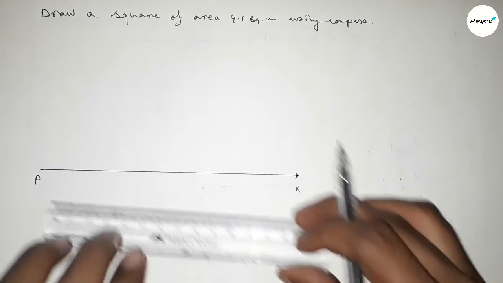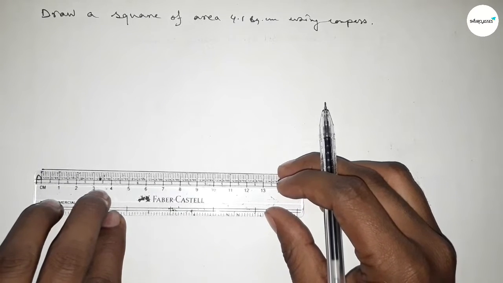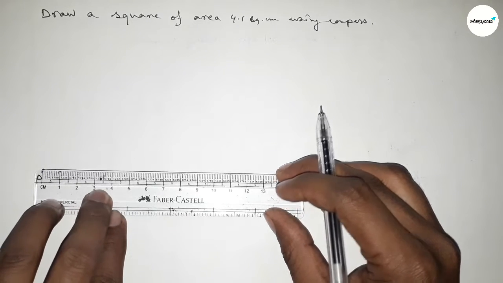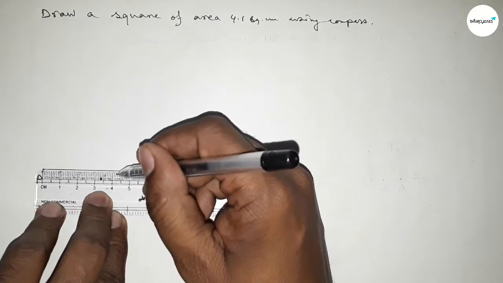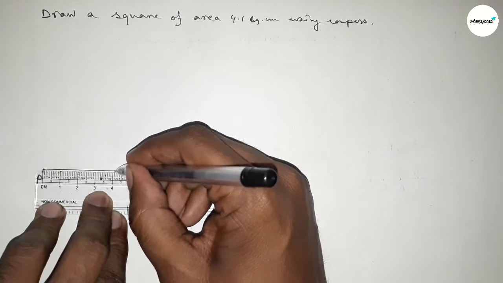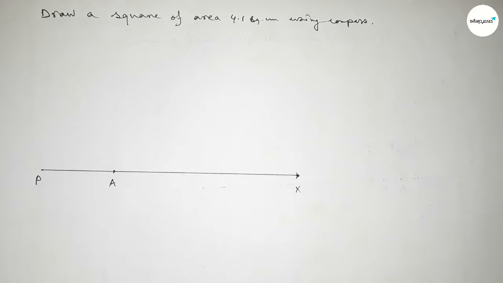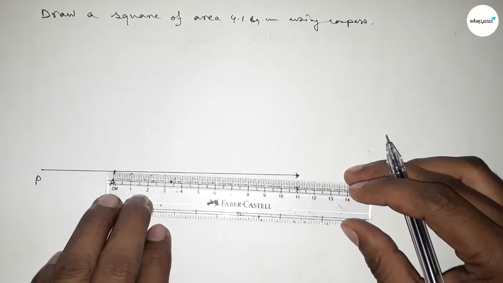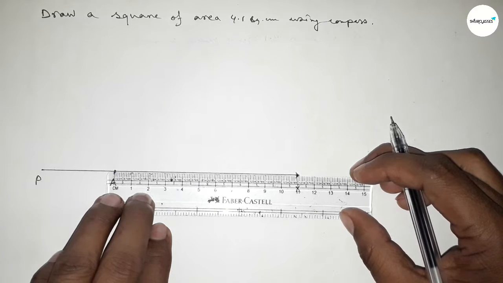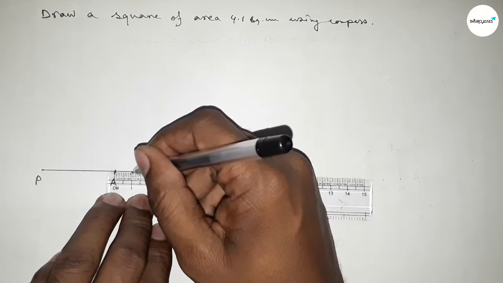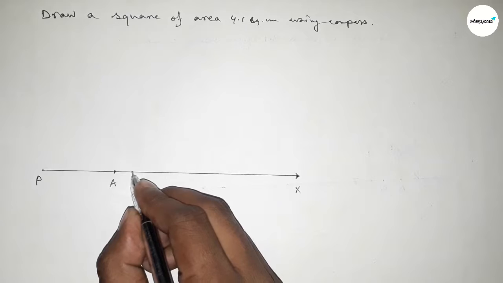Now taking the length 4.1 centimeter on the line PX. So this is 4.1 centimeter and taking here point A and again taking 1 centimeter line from the point A. So this is 1 centimeter and taking here point Q.